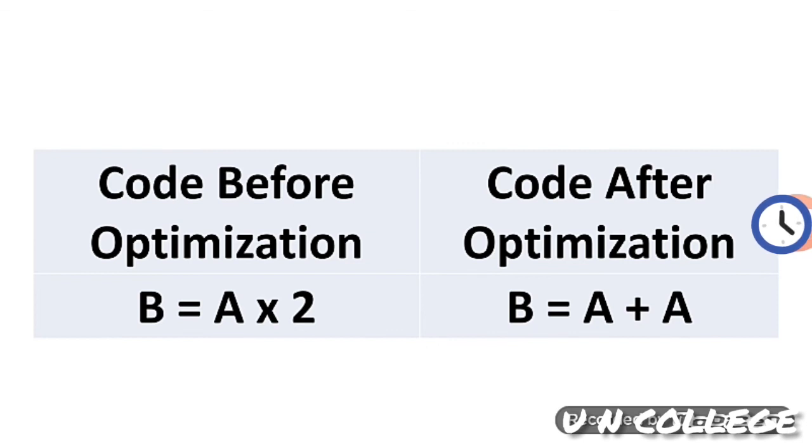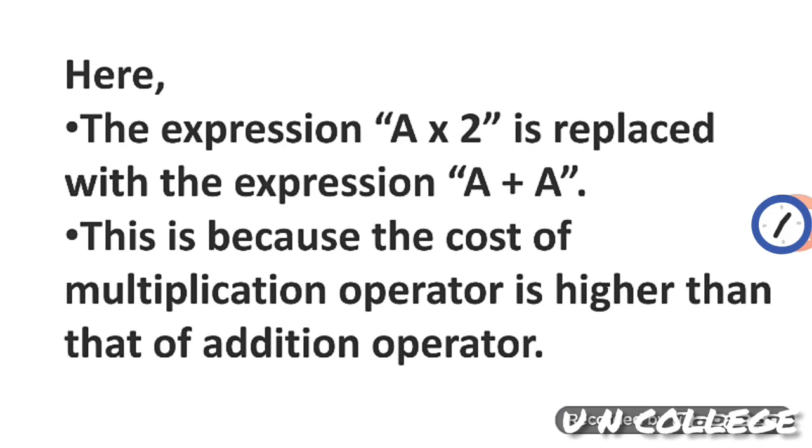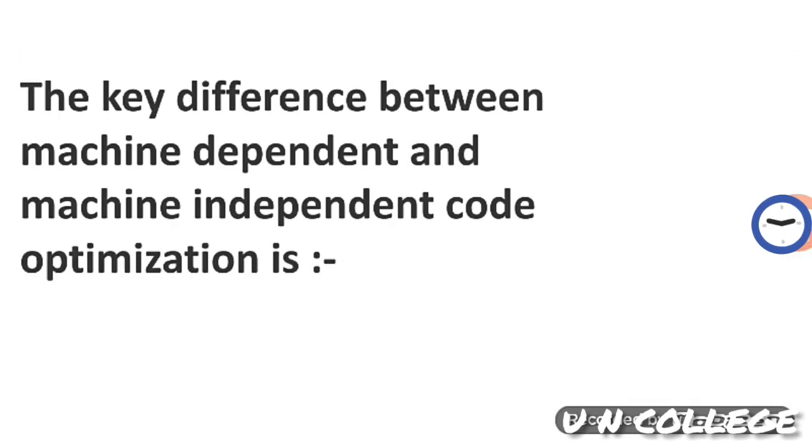Here you can see that in both cases you will get the same answer, but if we replace multiplication with addition, then it is simple and cheaper in comparison to the previous one. In this way we can implement strength reduction. The same thing I have mentioned here: the expression a into 2 is replaced with the expression a plus a. This is because the cost of multiplication operator is higher than that of addition operation.